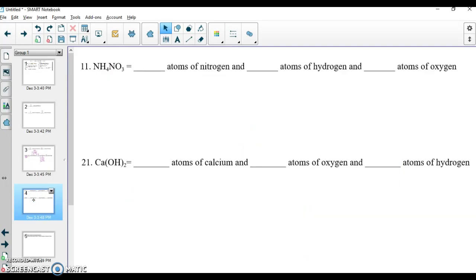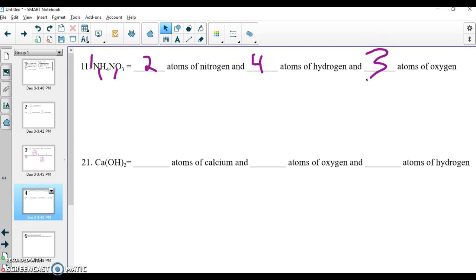In this one, I put this one in because you have nitrogen in 2 different locations. All you do is add them up together. They have an understood 1 after them, and there's an understood 1 coefficient in front. So that's 1 nitrogen, you just add them together, so that is 2. There's 4 hydrogen, and there are 3 oxygen.